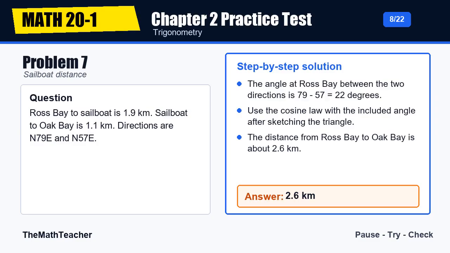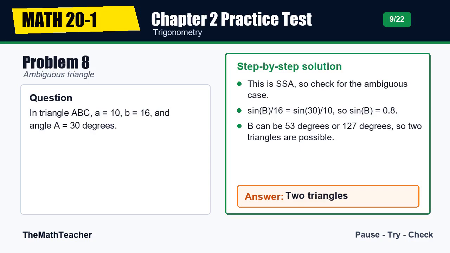Problem 8. This is side-side-angle information, so there may be two triangles. Using the sine law, sine B over 16 equals sine 30 over 10, so sine B equals 0.8. That gives B as about 53 degrees, or 127 degrees. Therefore, two triangles can be drawn.